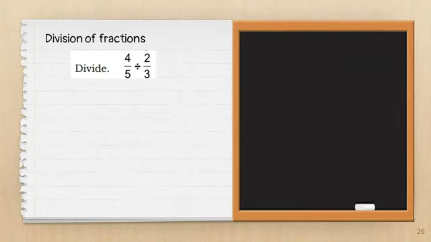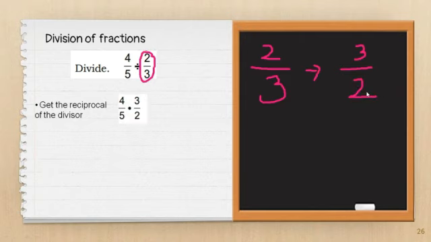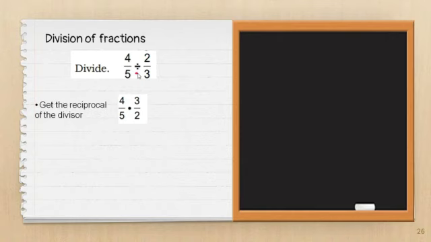Division of fraction, I have here 4 over 5 divided by 2 over 3. Ano daw gagawin natin? Una ay to get the reciprocal of the divisor. Ang divisor natin dito ay yung 2 over 3. Kunin daw natin yung reciprocal niya. So, ang reciprocal ng 2 over 3, pabaliktarin lang natin. That's 3 over 2. So, pag nabaliktad na natin, magiging multiplication yung operation natin. Instead of division, since binaliktad natin yung 2 over 3, naging 3 over 2 siya, magiging multiplication na siya instead of division.